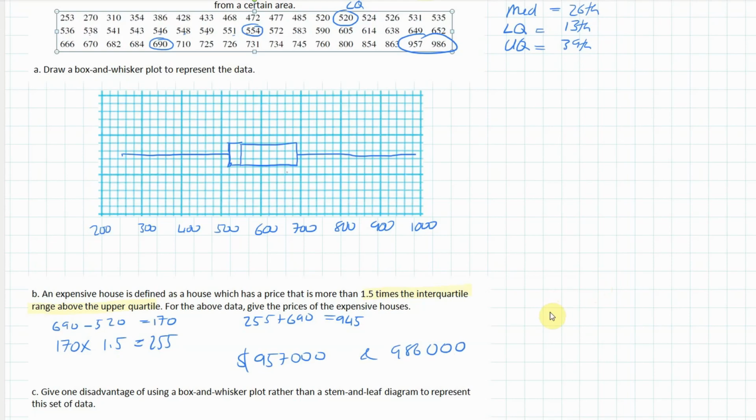The one disadvantage of using a box and whisker plot rather than a stem and leaf diagram is that you don't see the individual pieces of data. Okay, so that's probably what they're looking for there.